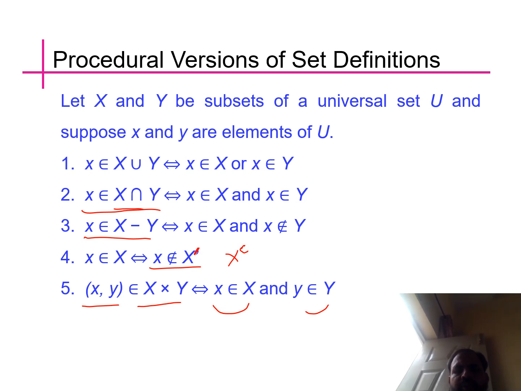x belongs to X minus Y, the difference of X and Y, if and only if x belongs to X and x doesn't belong to Y. And if x doesn't belong to the set X, it means x belongs to the complement X dash, you can write X C. If (x, y) belongs to X cross Y, the binary operation, then it means x belongs to X and y belongs to Y. So these are the procedural variants of the set definitions.